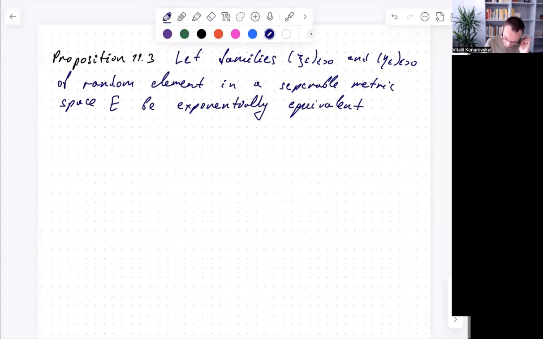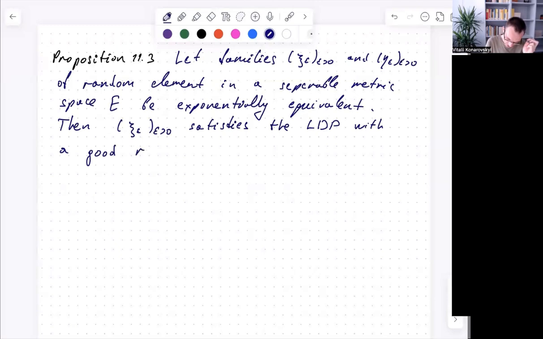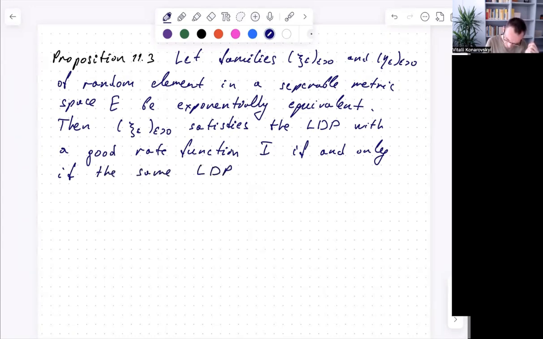Then the family psi epsilon satisfies the large deviation principle with a good rate function I if and only if the same large deviation principle holds for eta epsilon.